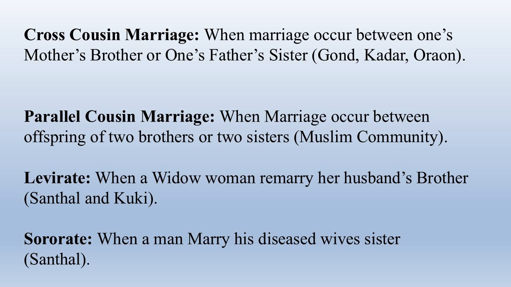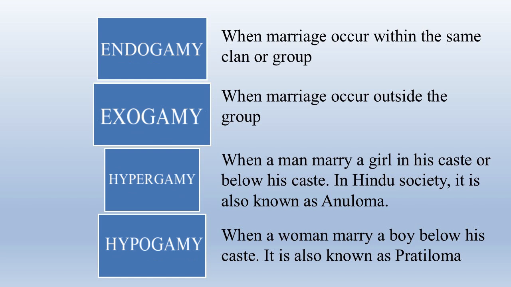The next part is endogamy and exogamy. Endogamy is marriage within the group and exogamy is marriage outside the group. The next part is hypergamy and hypogamy. Hypergamy means when a man marries in his own caste or below his caste, or a woman marries in her caste or above her caste. Another is hypogamy, when a woman marries a man of a lower caste.